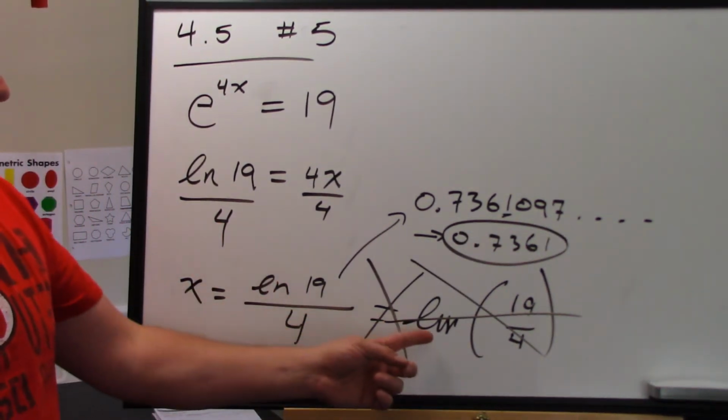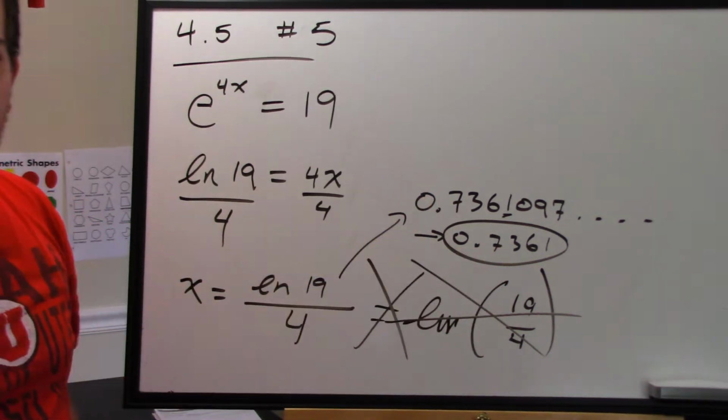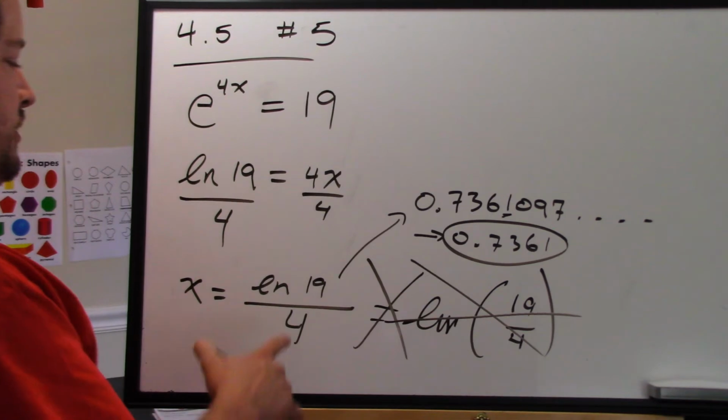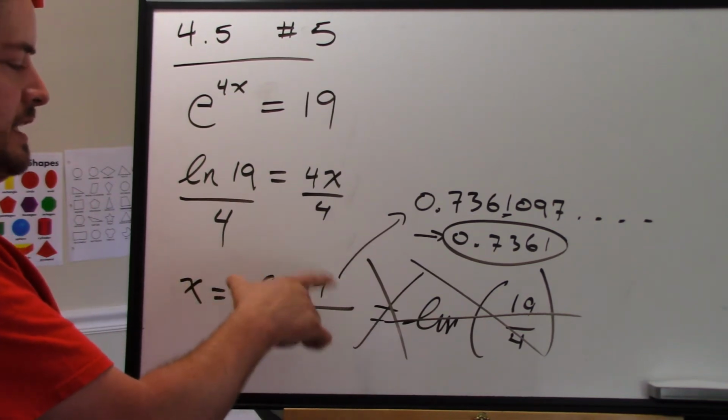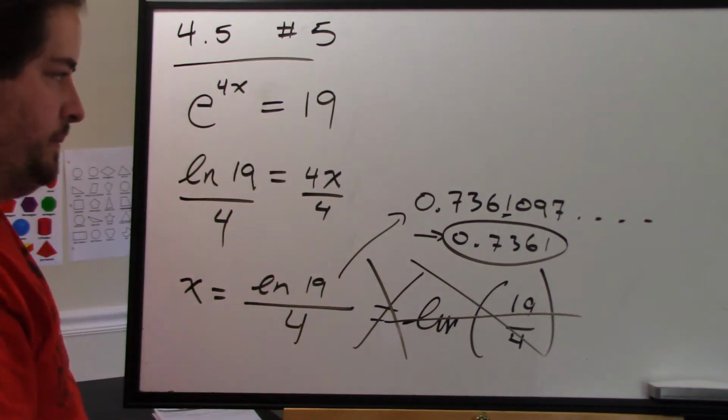Try it. Take the natural log of 19/4, and you're going to get not that number, right? So make sure that you put it in your calculator right, and you understand you're dividing the natural log of 19 by 4, not 19 by 4, and then taking the natural log of it.